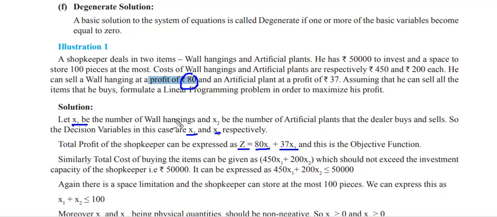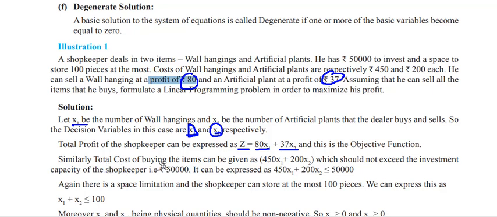80x1, because what have we assumed x1 to be here? The wall hanging. When we sell one wall hanging we will get 80 rupees as profit, and second is 37 rupees with selling an artificial plant. So we assume that these are our decision variables. We will buy and sell x1 wall hangings and x2 artificial plants. So this is our objective function and we have to maximize it.